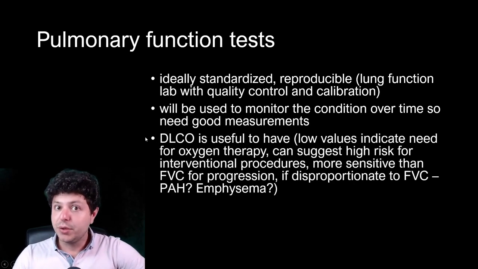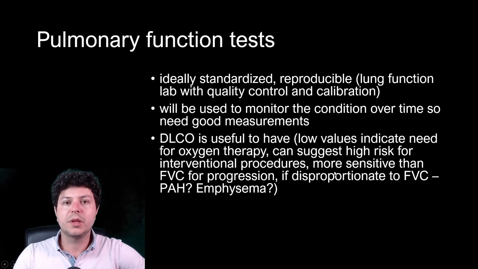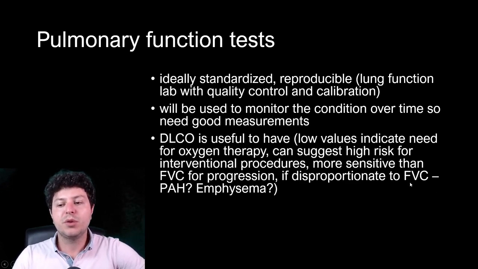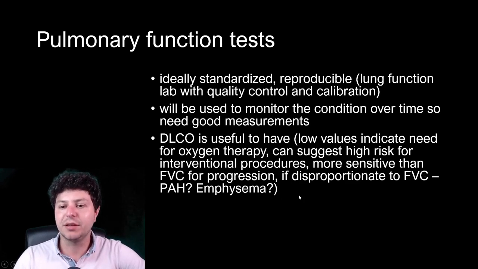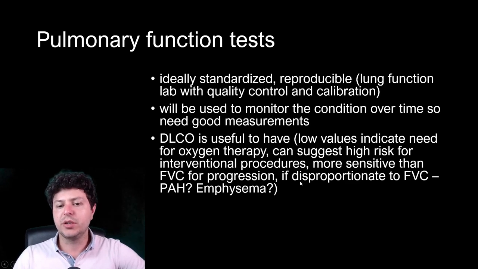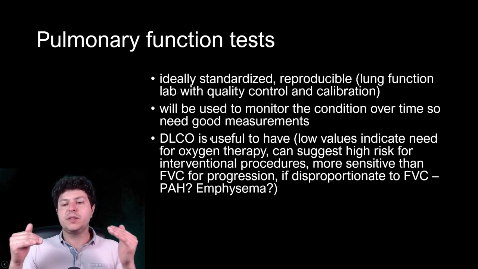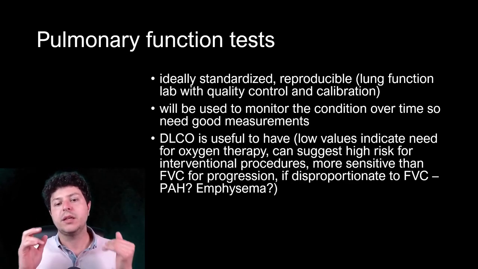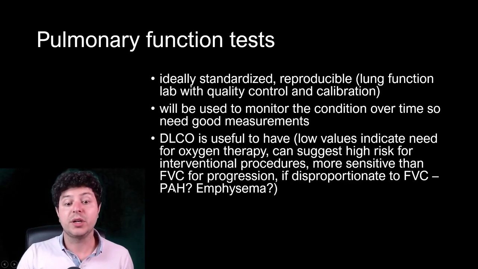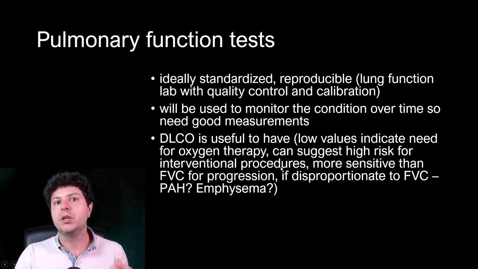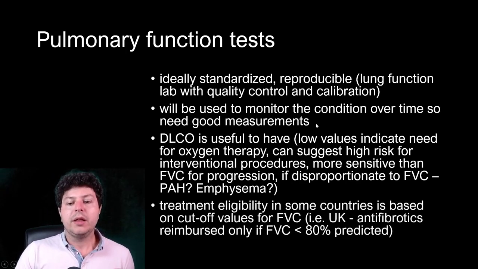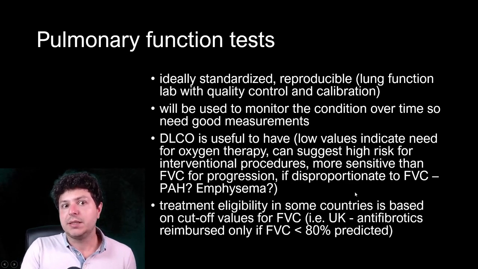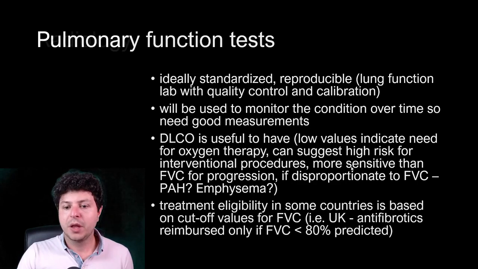The DLCO is useful to have in addition to spirometry. So you are looking at the forced vital capacity decline over time, generally to monitor the disease progression, but DLCO is usually more sensitive and it can give you some indication here. So for example, if there is a disproportionate decrease between the FVC, which is maybe relatively normal, but the DLCO is severely impaired, that could be a sign that the patient might have pulmonary arterial hypertension or emphysema. So there are a lot of things that you might gain from doing a complete lung function test. And then, like I mentioned, the treatment eligibility can be based on lung function results.